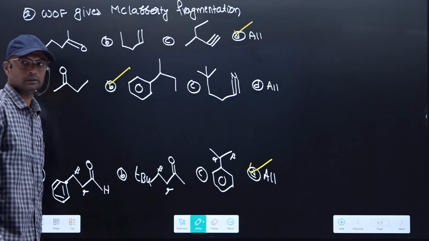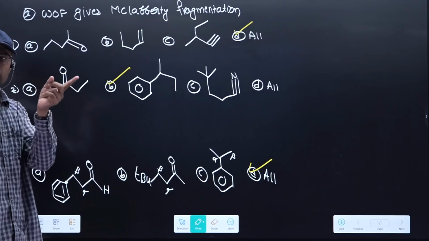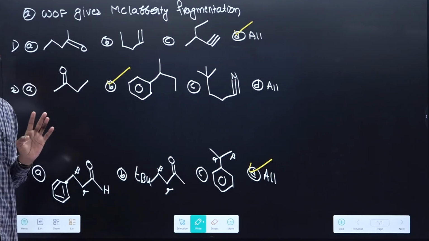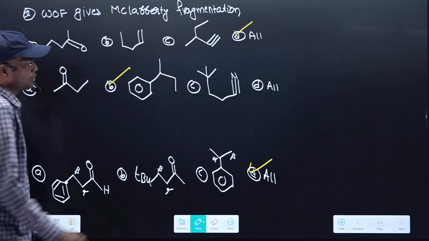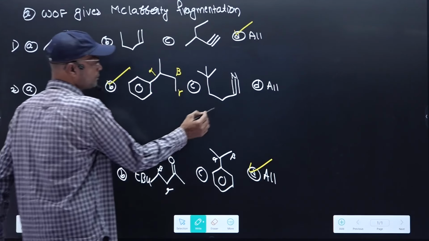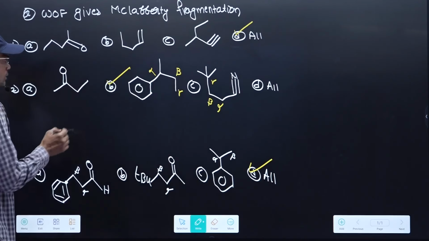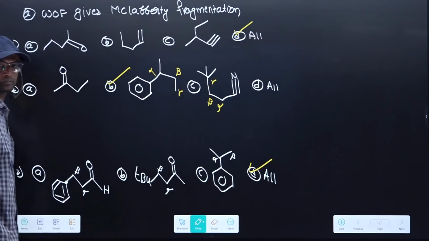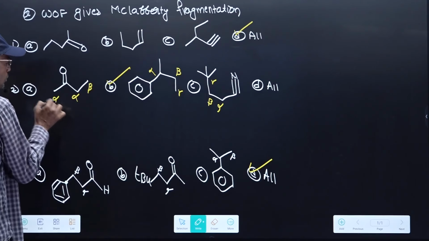So where are you targeting? Gamma carbon and unsaturation. That's why see the definition: transfer of gamma carbon hydrogen followed by beta homolysis. If you remember that point, you can attempt a McLafferty question. Unsaturation is mandatory. Gamma carbon hydrogen is also mandatory. So this is alpha, beta, gamma. Here the gamma carbon is there but there is no hydrogen. We can ignore it. Carbon is there but hydrogen is not there. So we can ignore. Here only beta, alpha, beta, and here also only alpha.